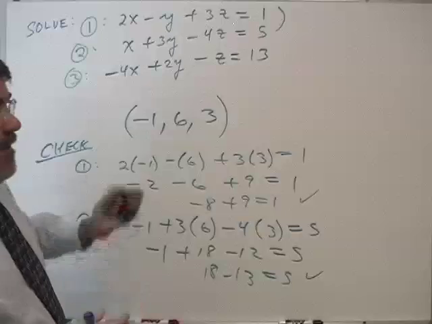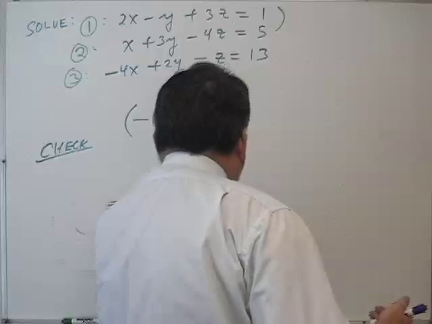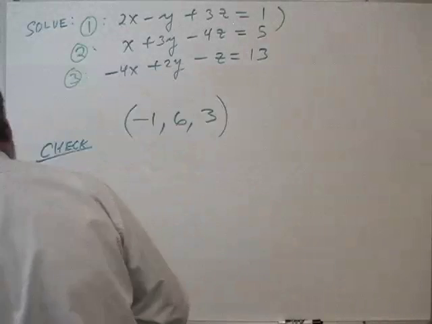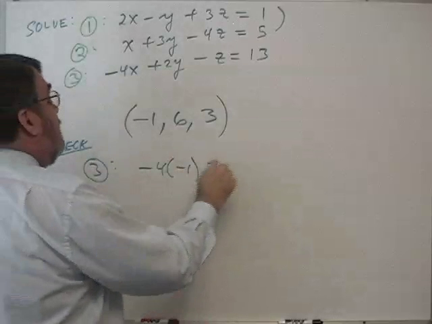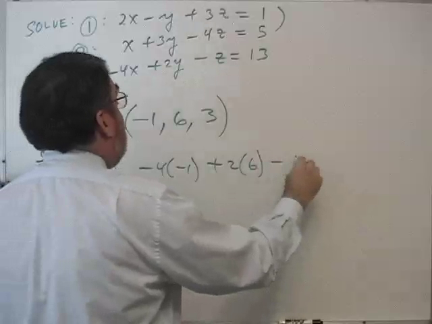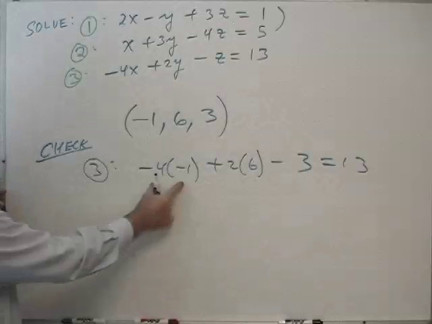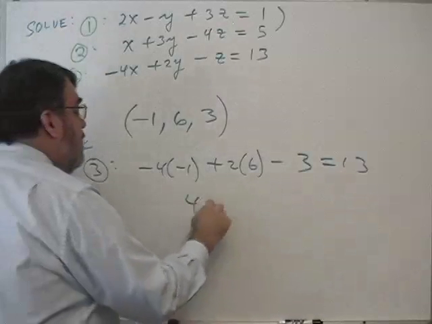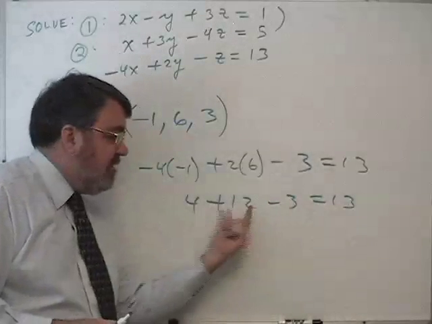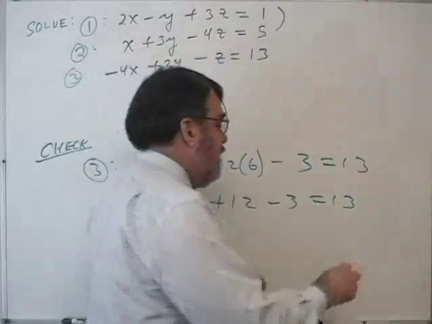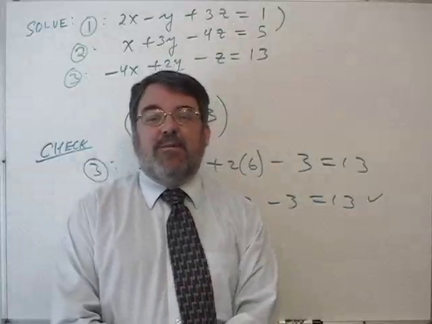All right, so I need to check the third equation. I must make room for it. So, equation 3, negative 4 times negative 1 plus 2 times 6 minus 3 equals 13. And let's see, this is positive 4 because the negatives cancel. 4 plus 12 minus 3 equals 13. 16 minus 3 is 13. That's true. All right, so we can be very confident that our answer is correct.